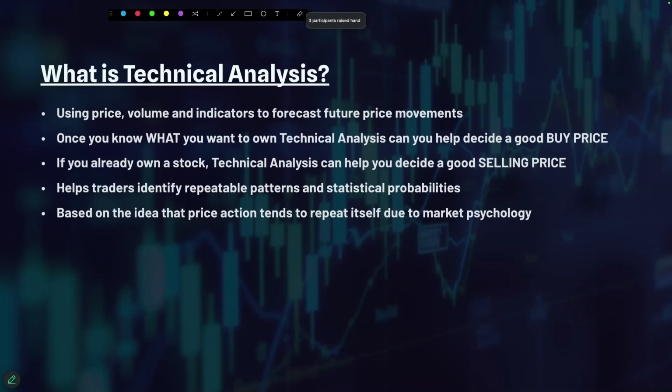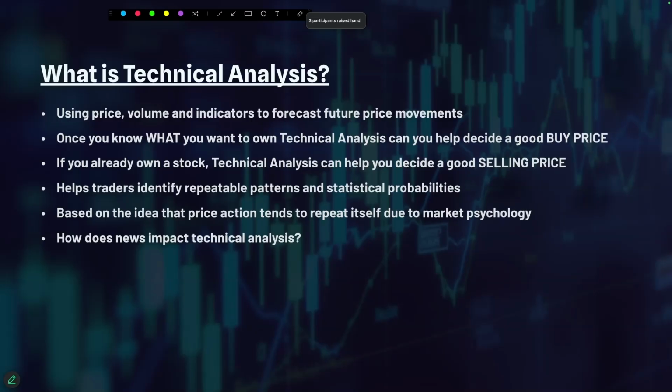And the concept of technical analysis is based on the idea that price action tends to repeat itself. And it repeats itself largely because of market psychology. People see a particular image or a particular pattern. The more people that see and recognize that same pattern, the more likely it is to be acted upon.